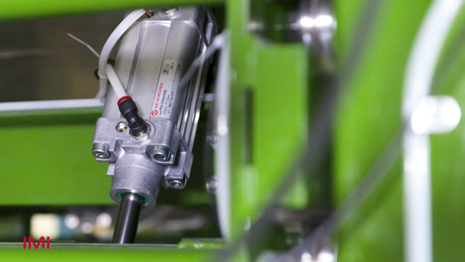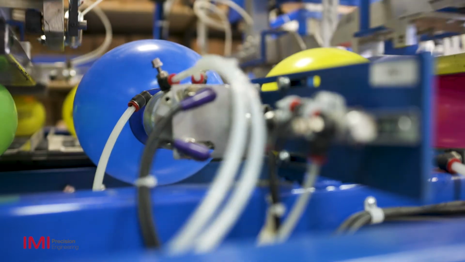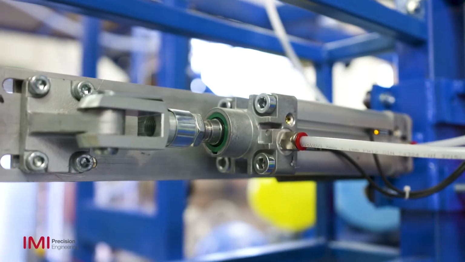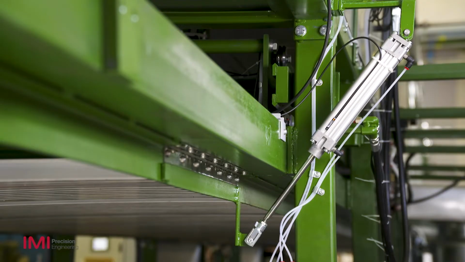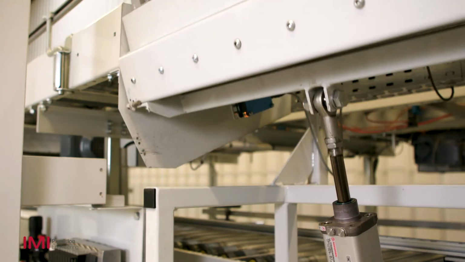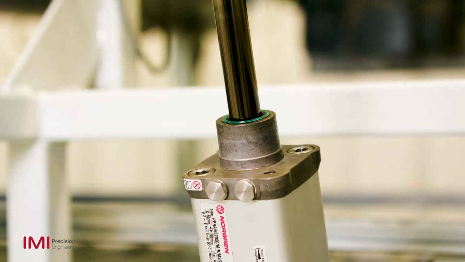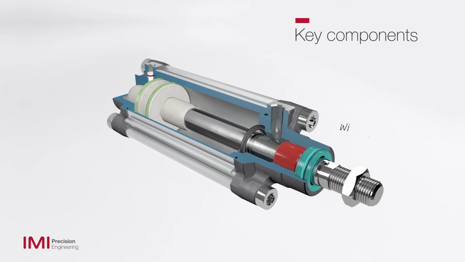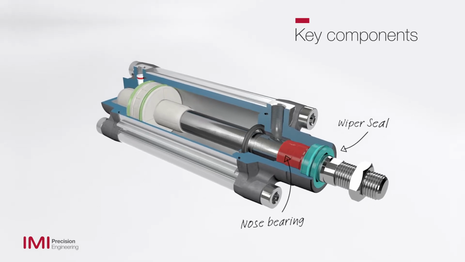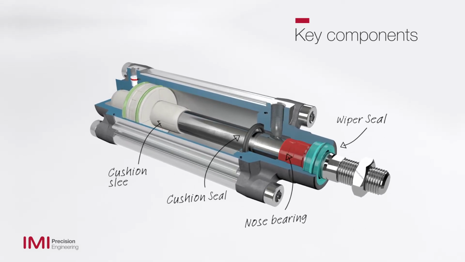Actuators, sometimes called cylinders or pneumatic drives, are products used to provide motion and force to automated systems, machines, and processes. The type and characteristics of the actuator you choose will be defined by the application. Before we get started, it's worth noting some key components to a typical cylinder.